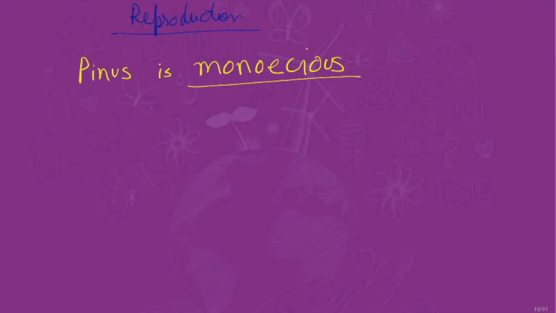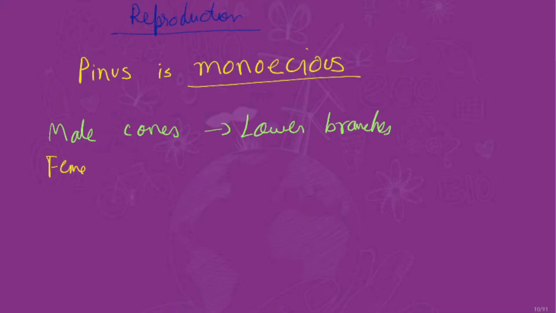Male cone and male gametophyte. The male cones, which replace the dwarf shoot, occur in clusters. Male cones, lower branches. Female cones, upper branches.